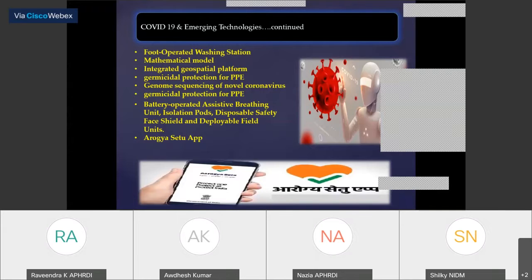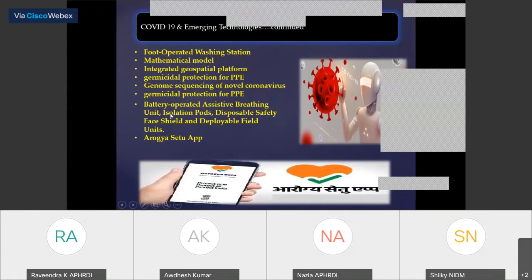Germicidal protection for PPE, because PPE is also vulnerable to a number of viruses, including the coronavirus. You cannot use the same PPE again and again, and especially the people engaged as frontline warriors have more vulnerability to being infected. So there is germicidal protection of PPE, battery-operated assisted breathing units, isolation pods, disposable safety face shields, deployable field units, and the Arogya Setu app, of course.